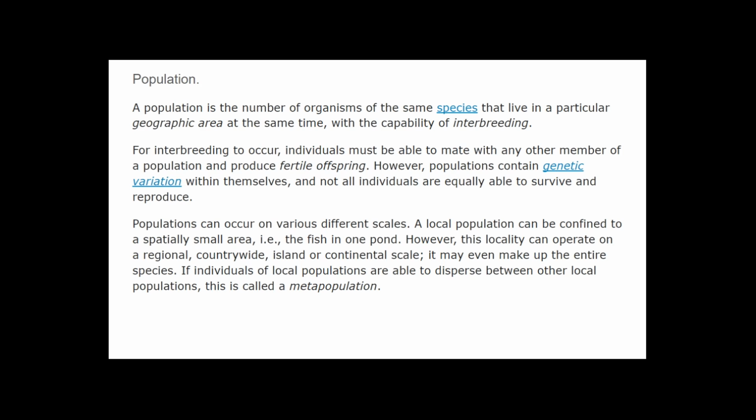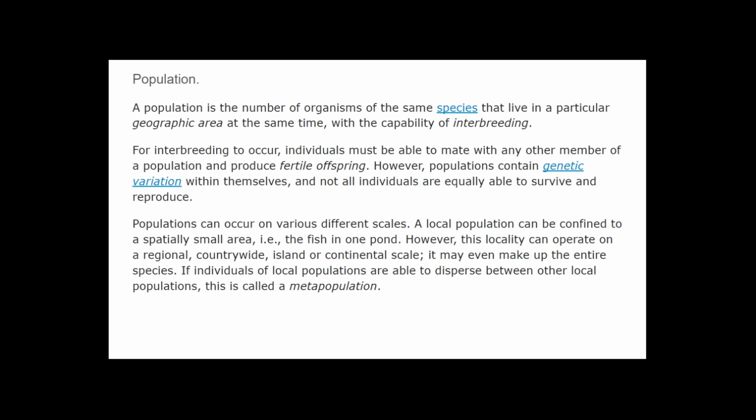However, populations contain genetic variation within themselves, and not all individuals are equally able to survive and reproduce. Populations can occur on various scales. A population can be confined to a spatially small area, for example, the fish in one pond. However, this locality can operate on a regional, countrywide, island or continental scale. It may even make up an entire species.